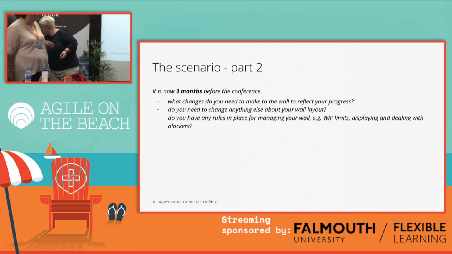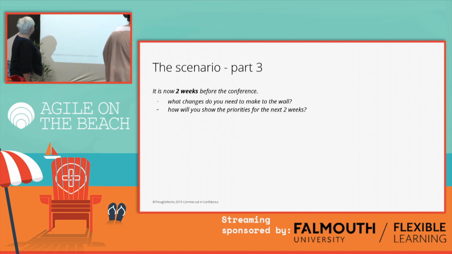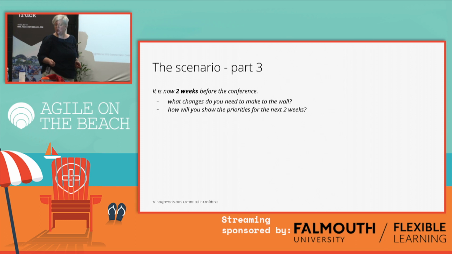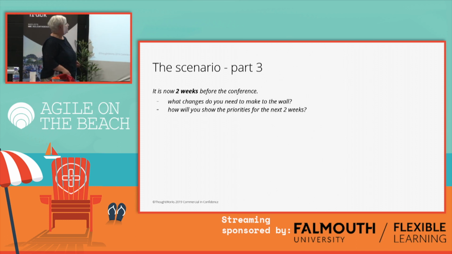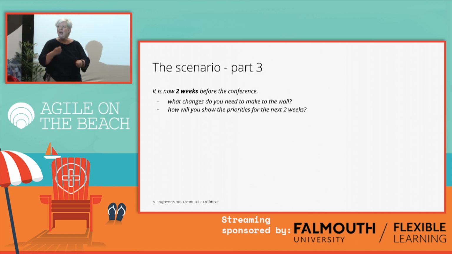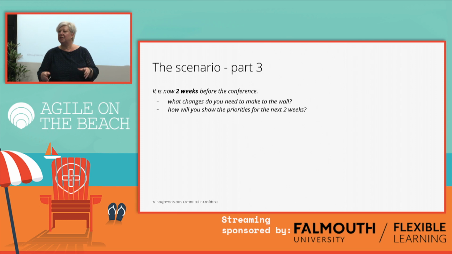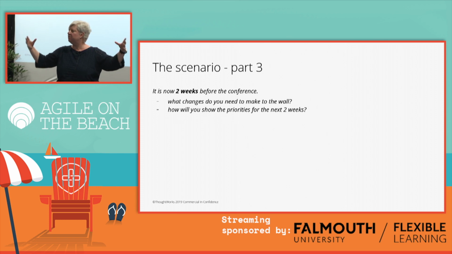Of course, what I'm going to do now is give you the next iteration. So we've dispensed with the clicker. Right. It's now 2 weeks before the conference. 2 weeks to go. What changes do you need to make to the wall? And how will you now show your priorities on a 2-week basis? Because I'm guessing that maybe some of your timelines are at the month level.